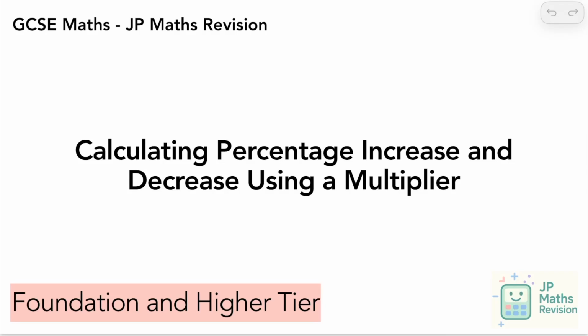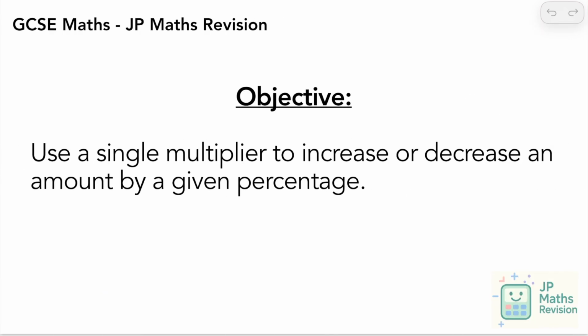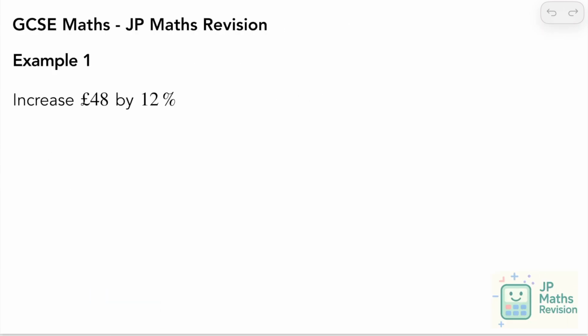Hello, in this video we're going to be calculating percentage increase and decrease by using a multiplier. So the objective here is to use a single multiplier to increase or decrease an amount by a given percentage. So here's an example. We need to increase £48 by 12%.